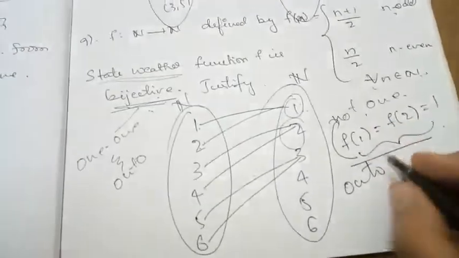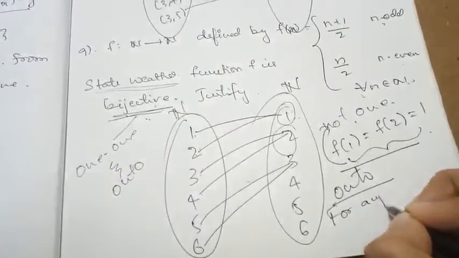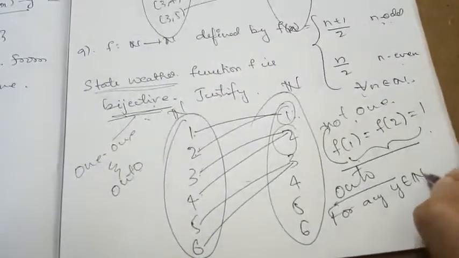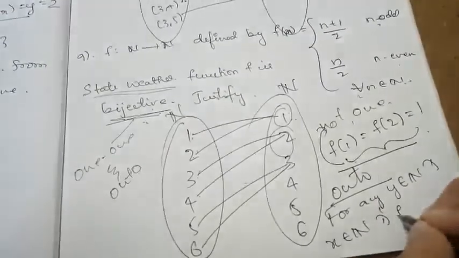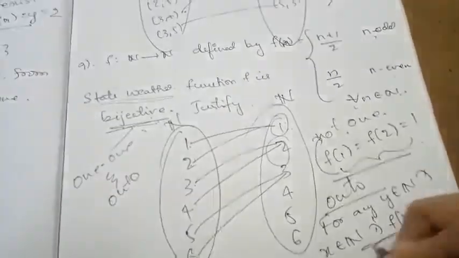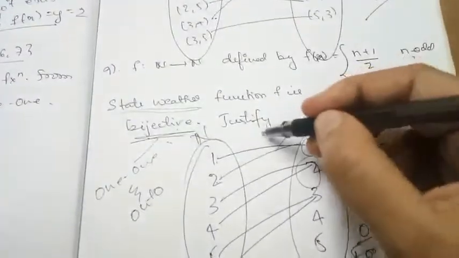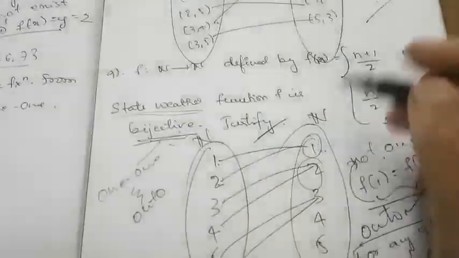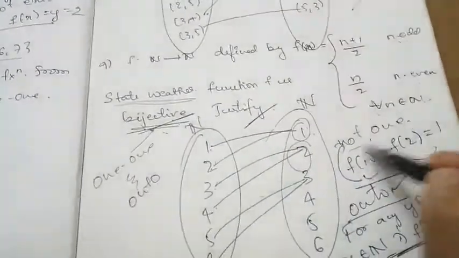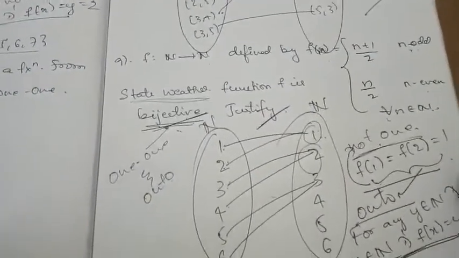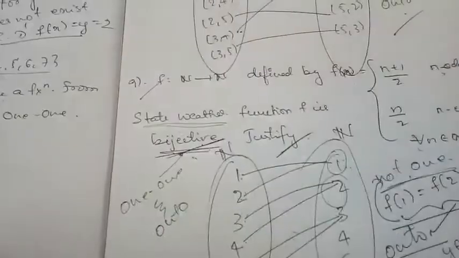So if you are going to write it verbally, how can you write? For any y belonging to N, there exists x belonging to N such that f of x is equal to y. Therefore the function is an onto function. So this is how we are justifying our statement. By looking into this statement, you can say it is not a bijective function because it is not a 1, 1 function. So this is how we proved the question 9th.